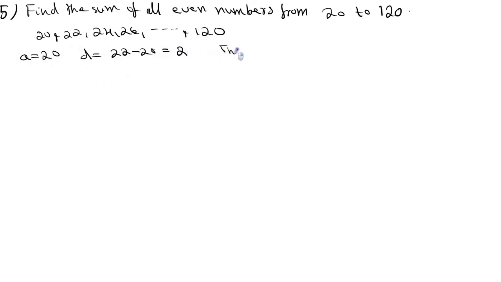And Tn is equal to the last term, right? What is the last term? Last term is equal to 120, given. Is n given? How many even numbers from 20 to 120, is it given? No, the n value is not given. That you need to calculate. And also you need to calculate Sn is equal to question mark.